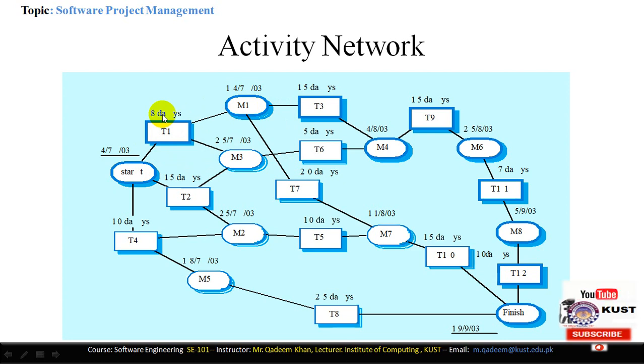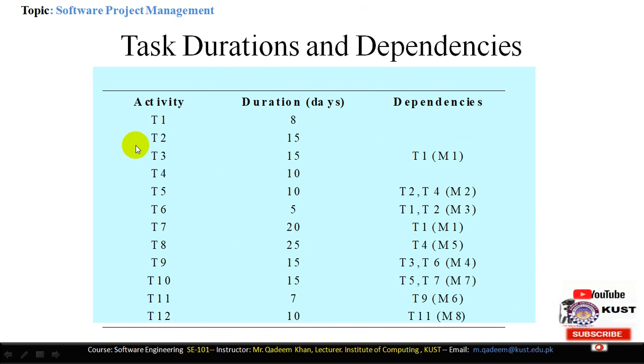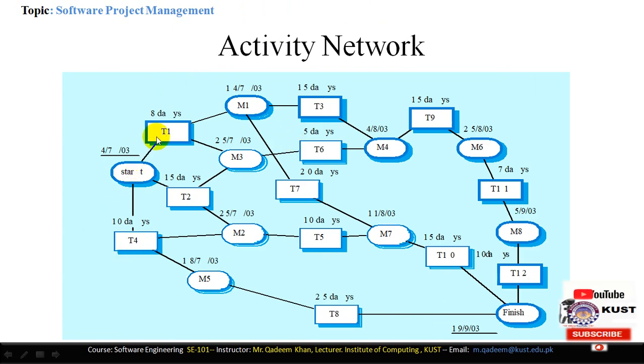Now let's see this diagram with the previous table. This is the previous table. Here task 1 and task 2 require 8 and 15 days respectively. So here task 1 is this one. Task 1 requires 8 days and task 2 requires 15 days.